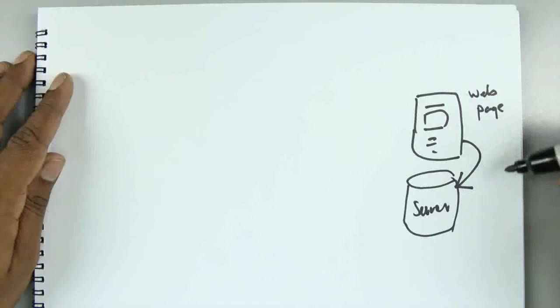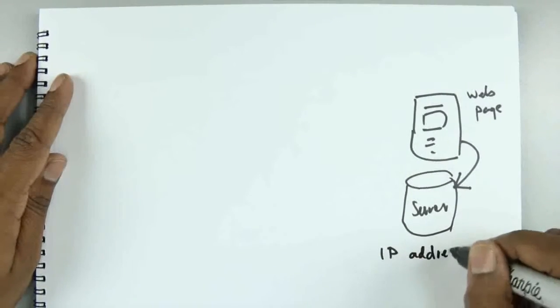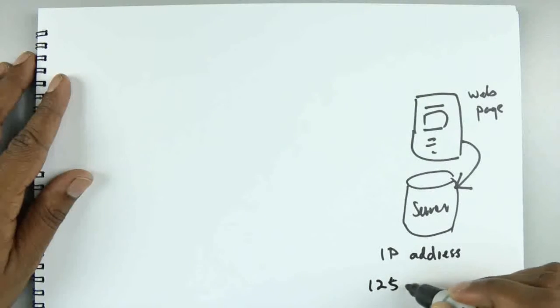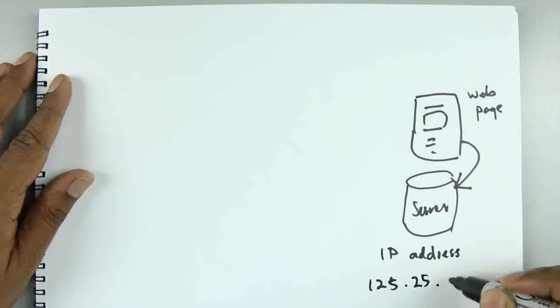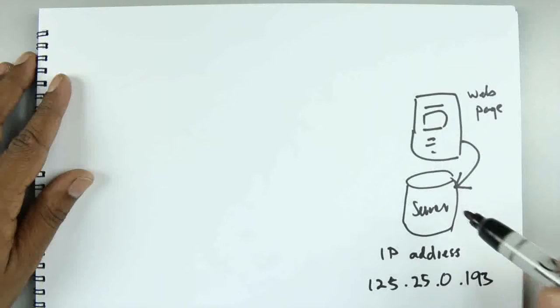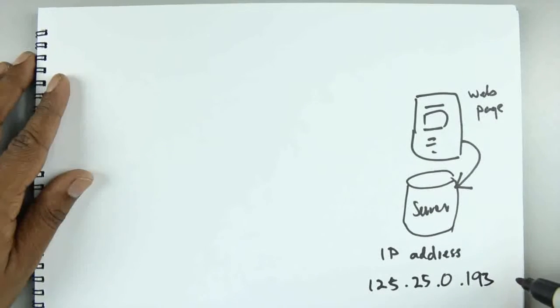So now you have your web page on your server. Okay, and a server has an IP address. And the IP address can look something like 125.25.0.193. And this IP address is basically the location of the server, not a geographic location, okay, but in the computer network. IP addresses are unique, so no two computers will have the exact same IP address, okay.